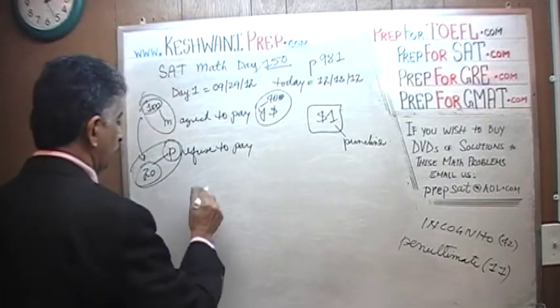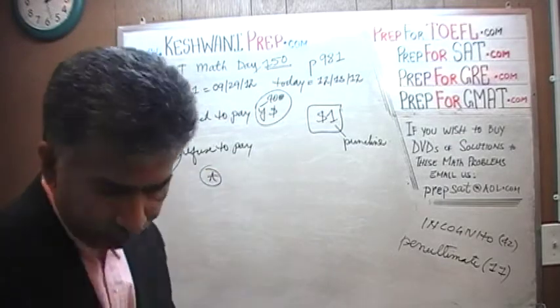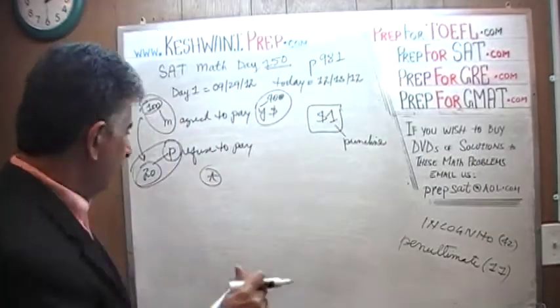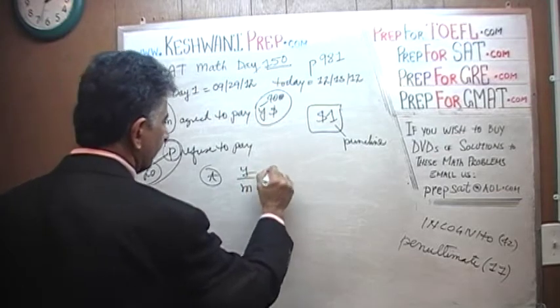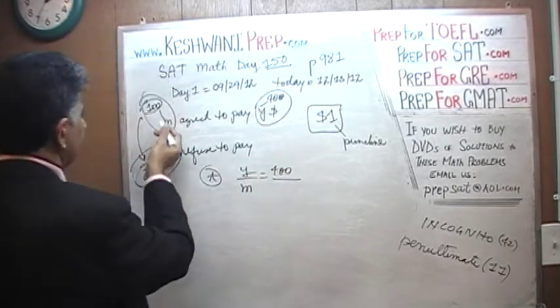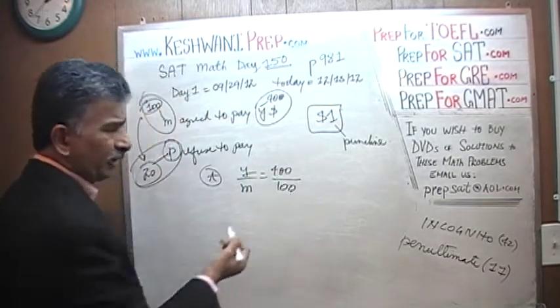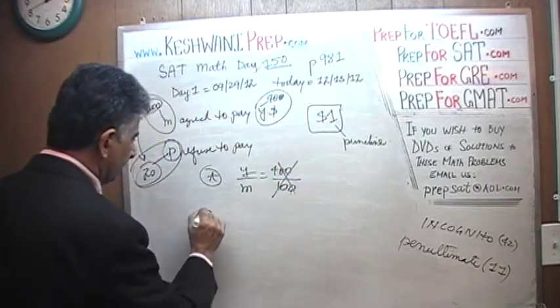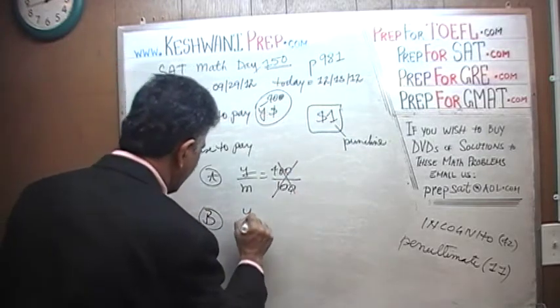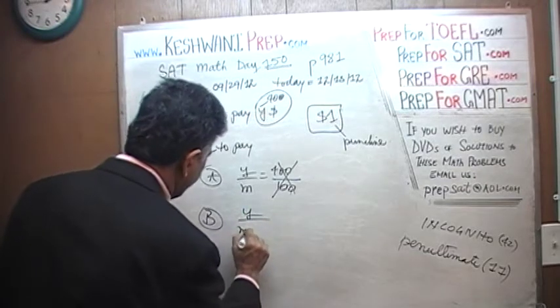Let's do it. Answer choice A. A says Y over M. Y is 400. M is 100. That's not going to give us 1, obviously. We're looking for a punchline that is 1. That's not 1.